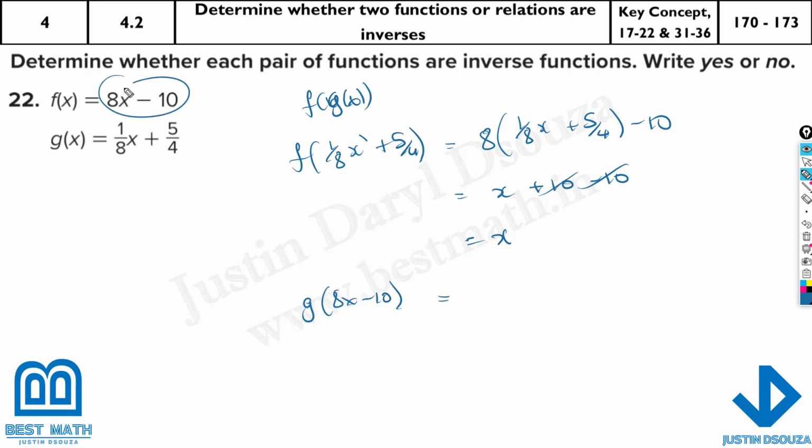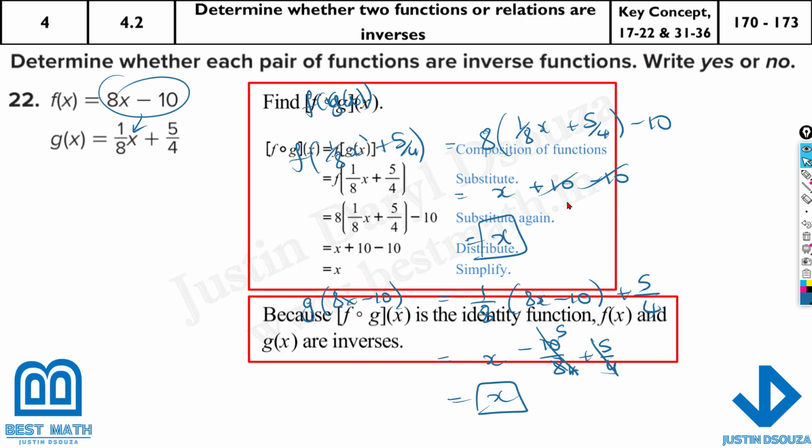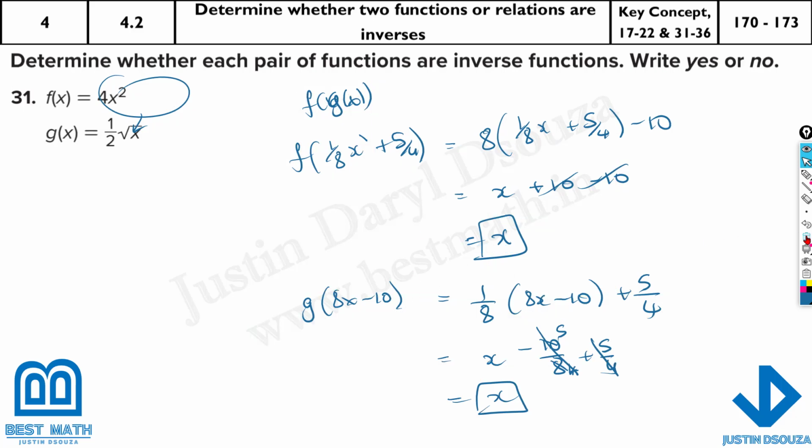So I'm going to substitute this entire thing over here in this x. That'll be 1/8 of (8x minus 10), and then plus 5/4. So it's going to be x minus 10/8 plus 5/4. What happens here? You divide both sides by 2, it's going to be 5/4. So it's minus 5/4 plus 5/4. So it's just x that cancels off over here. So yes, they are inverse of each other. So please do write, yes, they are inverse of each other. This is the main thing to solve. It's better when you say yes, do it for both the terms.